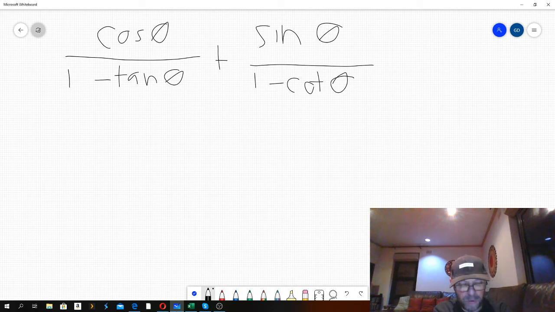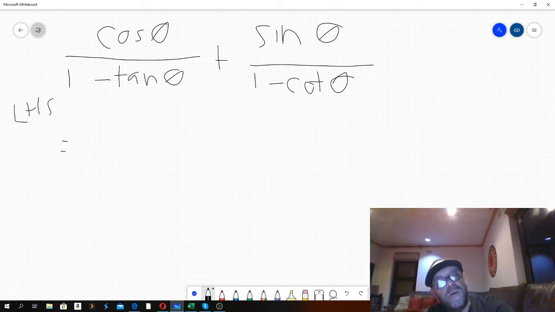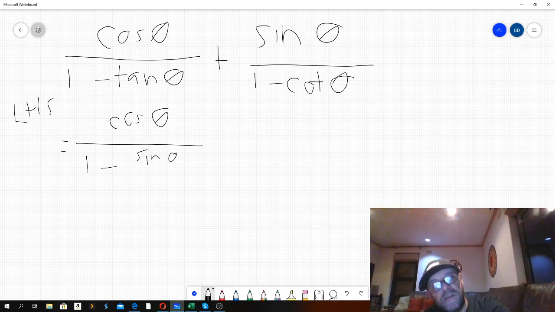Alright, so for this one, we've got to try and prove that that equals sine alpha plus cos alpha. Now you might be tempted here to say, well, let's try and look for an identity, but I think the one that we're going to need to do is convert the tans to sines and coses. So let's see what happens. It's going to make it a little complicated, but it should work out in the end. So what we've got now is that this left hand side is simply equal to cos theta over 1 minus, and tan is sine theta over cos theta.